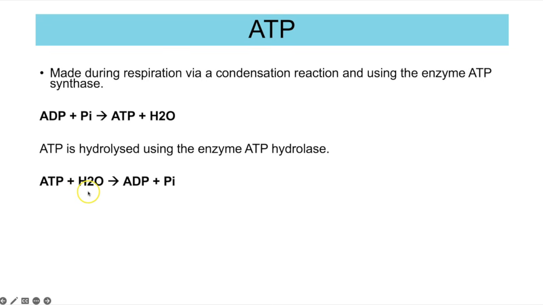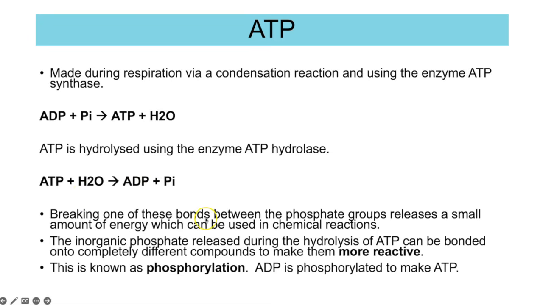So this time it'd be a hydrolysis reaction, which is when you break a bond to separate two molecules through the addition of water. So we're going to break the bond between the phosphate groups. That releases energy, and that then means we have ADP and Pi. So breaking one of those bonds between the phosphate groups releases a small amount of energy.